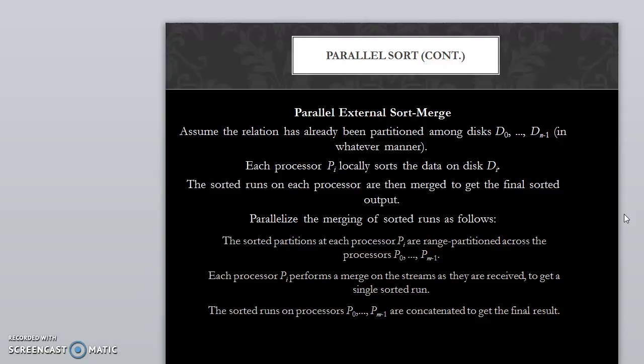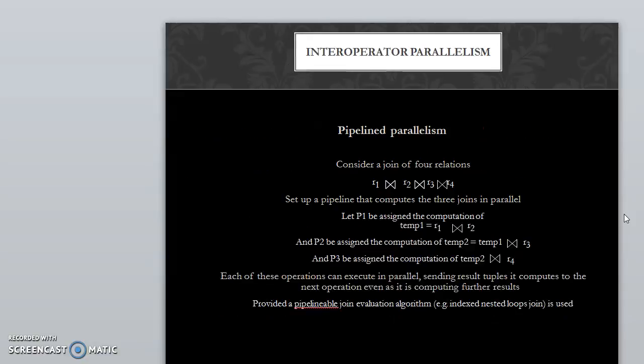Then we parallelize the merging of the sorted runs. The sorted partitions at each processor Pi are range partitioned across the processors P0 to Pm. Then each processor Pi performs a merge on the streams as they are received to get a single sorted run. The sorted runs on processors P0 to Pm are concatenated to get the final result.